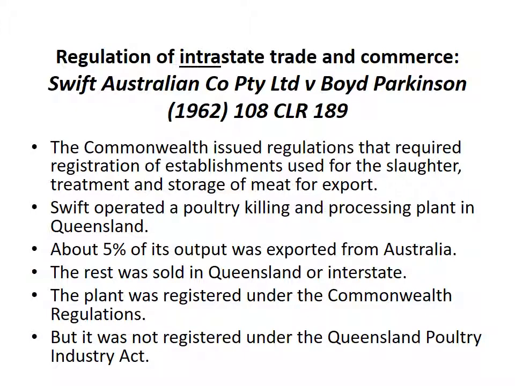The first move towards lowering the threshold came in Swift Australian Co Pty Ltd and Boyd Parkinson. The Commonwealth issued regulations that required registration of establishments used for the slaughter, treatment and storage of meat for export. Swift operated a poultry killing and processing plant in Queensland. About 5% of its output was exported from Australia. The rest was sold in Queensland or interstate. The plant was registered under the Commonwealth regulations, but it was not registered under the Queensland Poultry Industry Act.